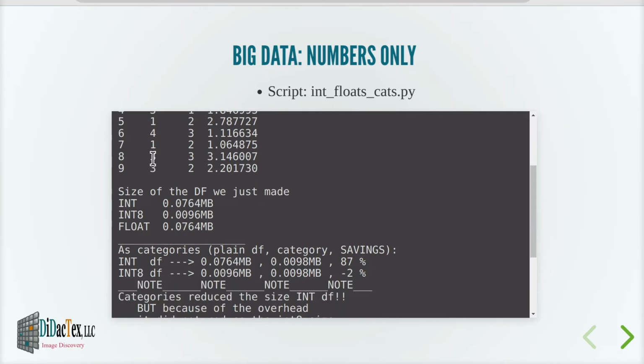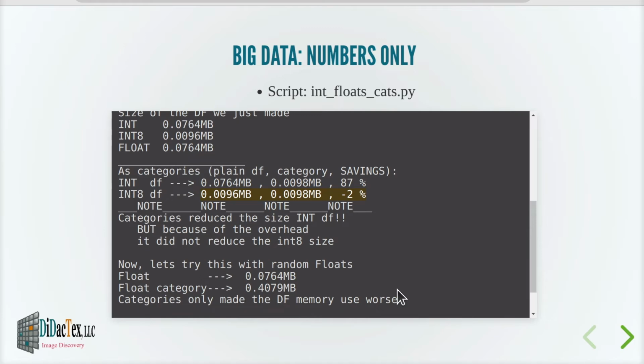Because that first column of ints does repeat, it's a strong candidate for categories. If I set that column to be a category, I have a savings in memory of 87%. But if I set the int 8 column to a category, because that's actually the lowest possible it can be, it increases the size a little bit because of the overhead of categories. And since the floats don't repeat, it's truly random, if I set that to a category, it goes up by almost a factor of 9.